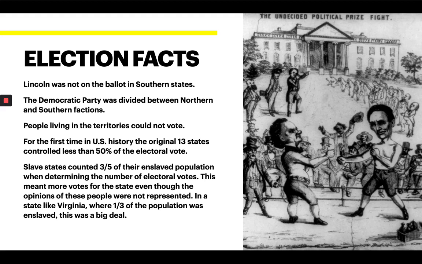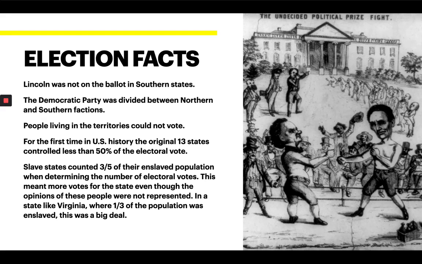As I said before, the Democratic Party divided between northern and southern factions. All right, that's going to become a key factor in the outcome here. People living in the territories could not vote, so those who were living in the Kansas and Nebraska territories during this time did not have that privilege just yet. Right, only when they became an official state could they cast their vote for president.